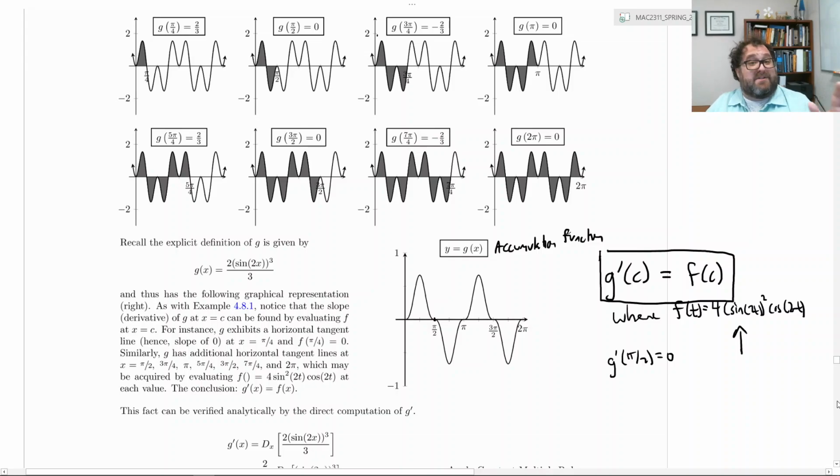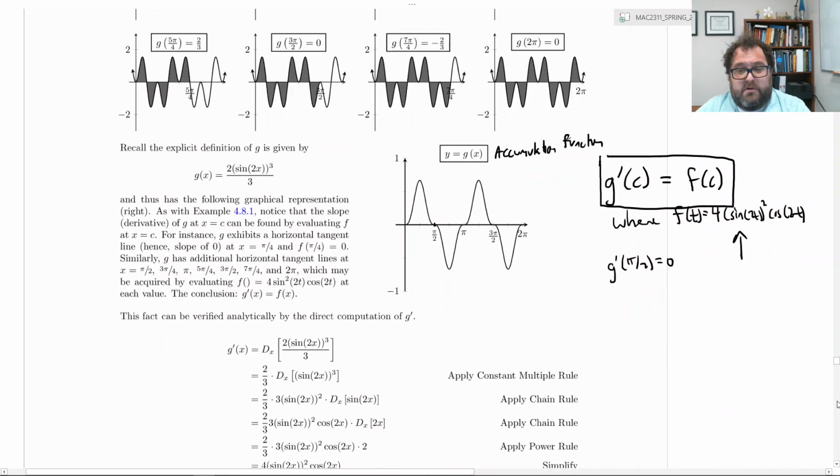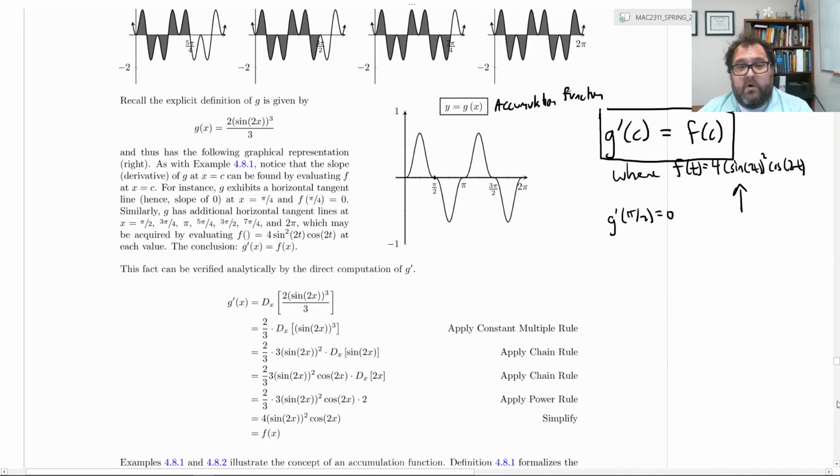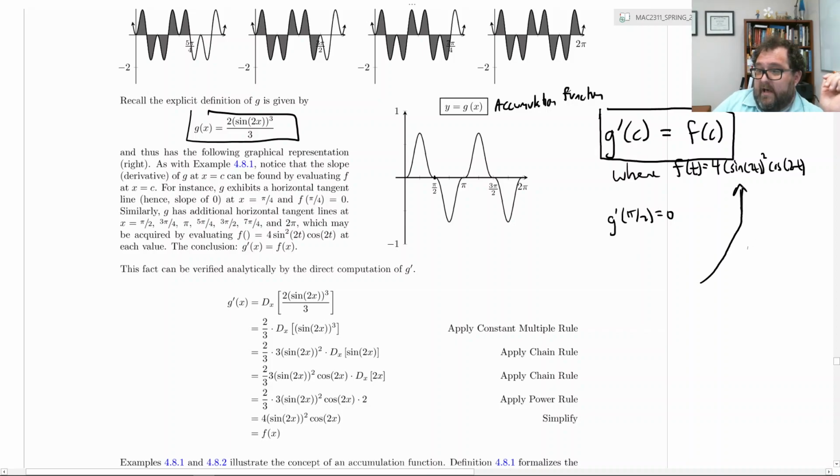Now, here's the thing. We can actually verify that with differentiation, with derivatives. And here's the work to show it. So when I say that g prime of c equals f of c, that means that when I take the derivative, I should get the function f. That is, I should get that function.